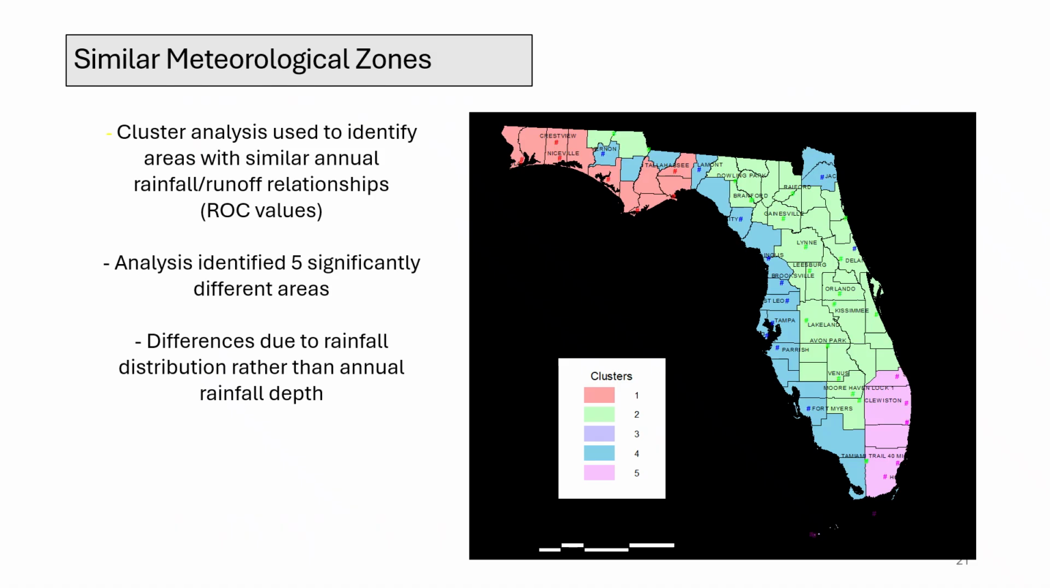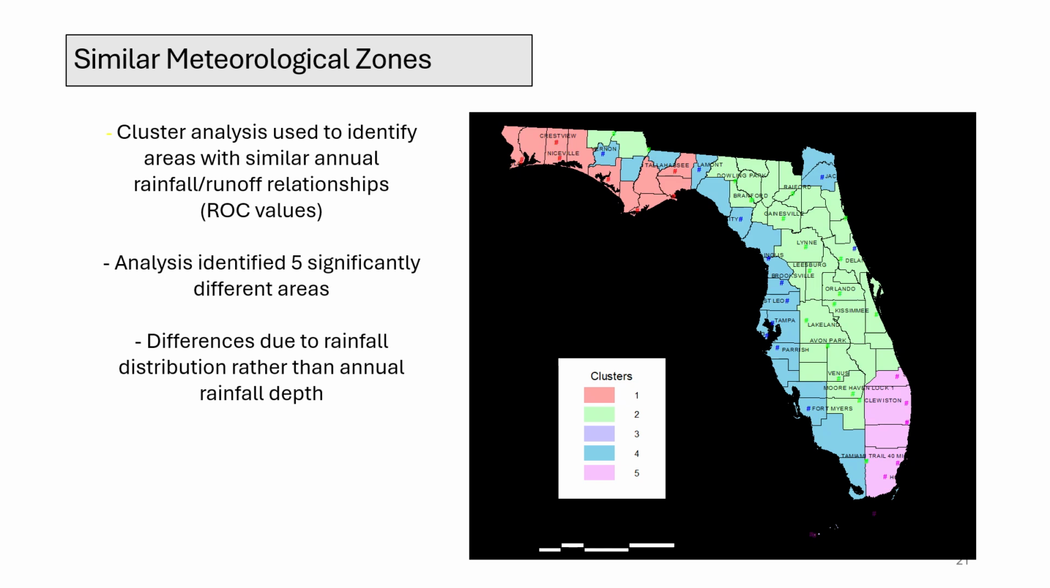To identify areas with similar meteorological characteristics, we utilized a cluster analysis. This analysis specifically examined the annual rainfall and runoff relationships, using ROC values as a key metric. Crucially, the analysis didn't just consider the total annual rain volume, but also the distribution of that rainfall, giving significant weight to the inter-event dry periods.